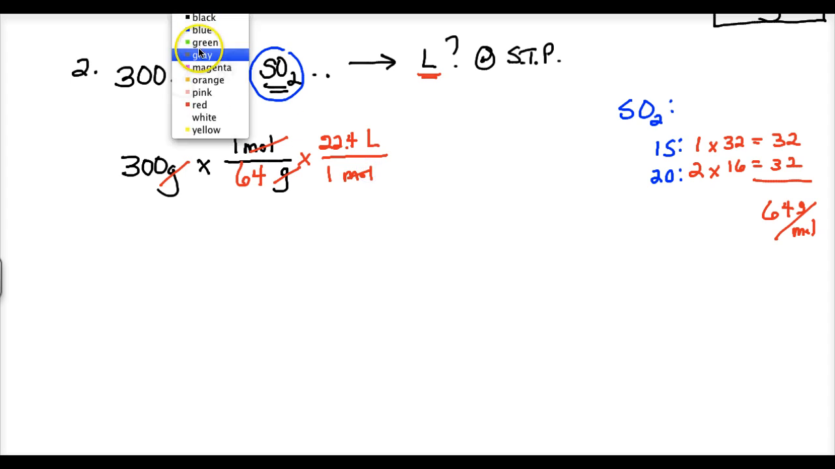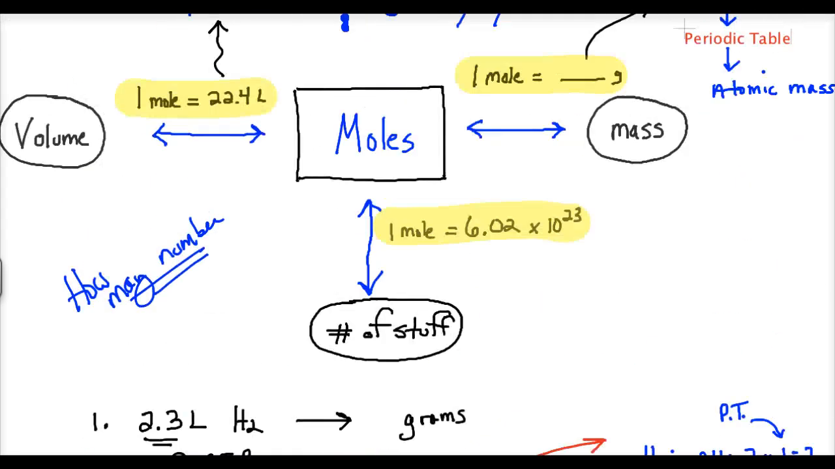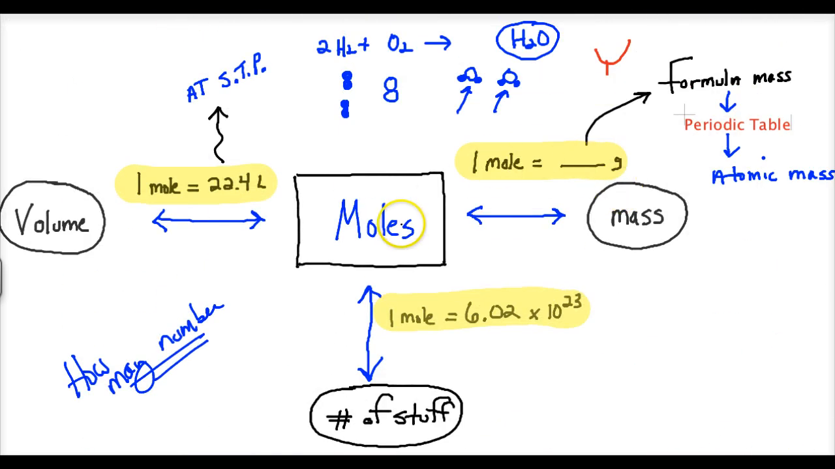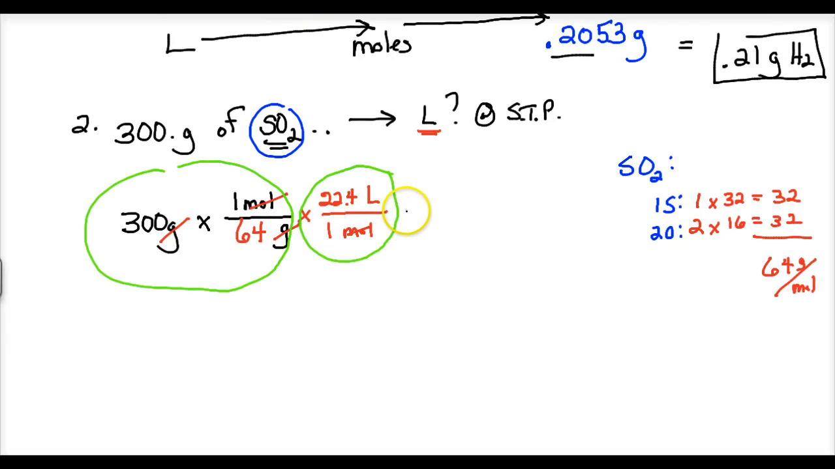Okay, I want you to understand something here. In this part, we converted to moles. This part, we converted to liters. Two-step problem. And all we were doing was going from here to here. But we needed the formula mass. We had to add those atomic masses together. Okay, let's go find that answer.